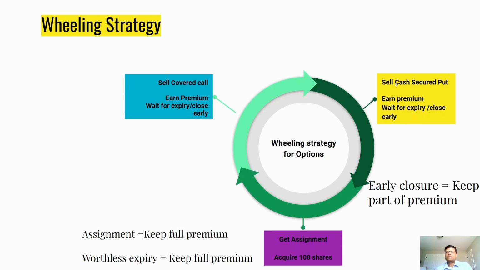So the wheeling starts with a cash secured put. You say that I'm going to buy a stock of, let's say, Palantir, for example. I'm going to buy Palantir at a particular strike price at a particular expiration date. So you sell a cash secured put for that. For selling that, you need to have cash in your account equivalent to buying 100 shares of Palantir on a particular date, let's say today. When your contract gets filled and you have a cash secured put sold in your account, you earn a premium.